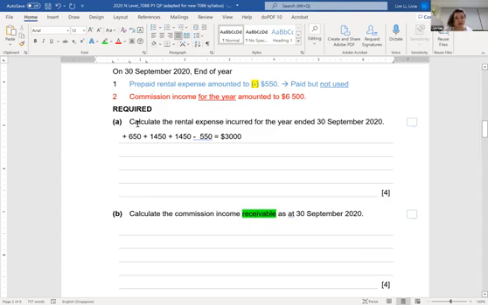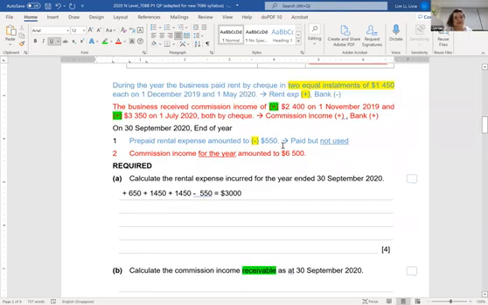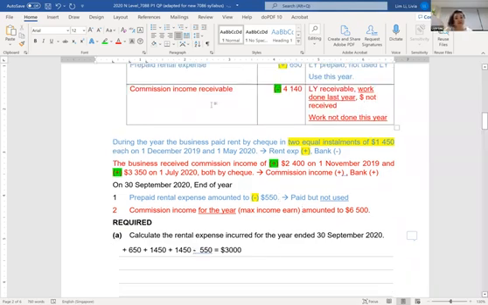Okay, so let's take a look now. What does commission income for the year mean? It means the entire year. The maximum amount that you will earn for commission income is this amount, 6,500. You will not earn more, you will not earn less. You will earn exactly $6,500. So commission income for the year means the maximum income that you will earn is 6,500. Let's just keep that in mind first, and then we will put the rest of the information together.